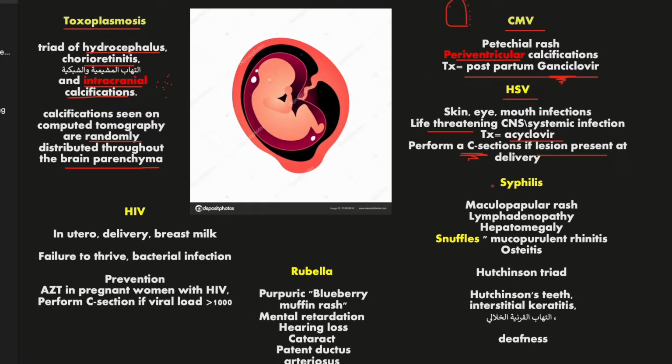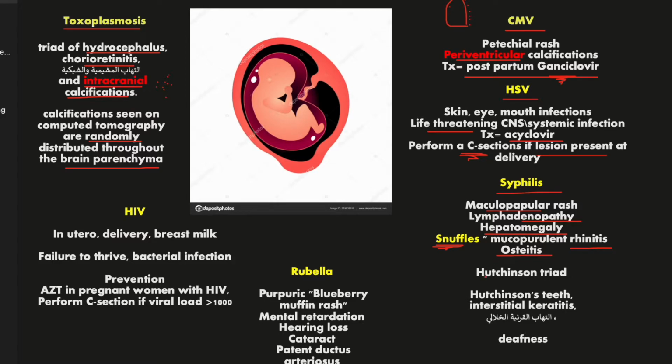Okay, the next infection is syphilis. Syphilis will present with maculopapular rash, lymphadenopathy, hepatomegaly, and the keyword here is snuffles, mucopurulent rhinitis. I advise you to look it up. Write snuffles syphilis on Google and you will see a picture that you'll never forget. Then he will have osteitis.